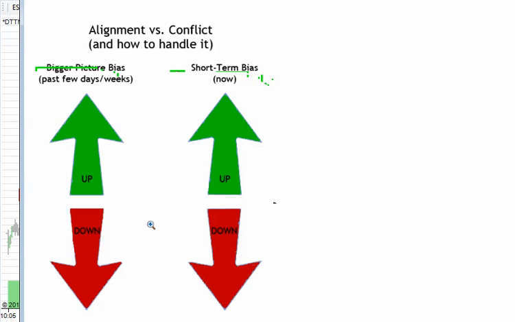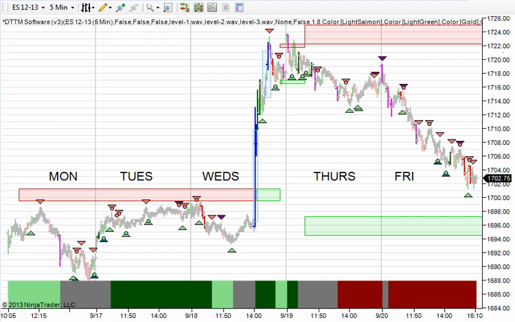It's more about understanding what's going on, that the bigger picture and the shorter term are not in alignment, so that you can adjust to that and make the best decision for you.